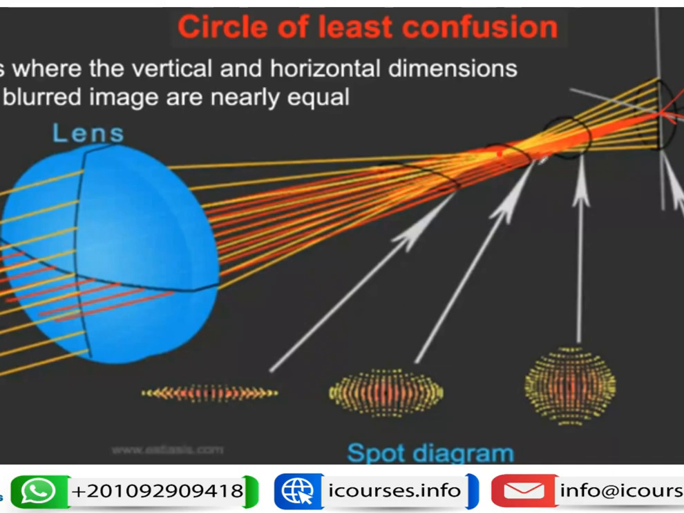The first one, or the focal line, which is made by the horizontal light, will be the first focal line, and this will be the image. And this will be the second image, or the secondary focal line formed by the horizontal light, the focus of the horizontal light.